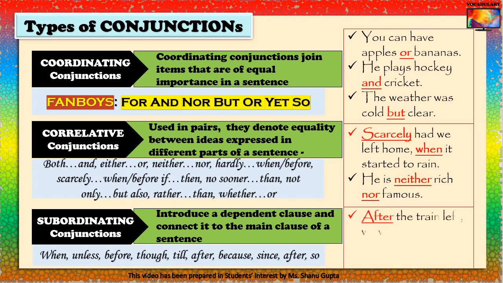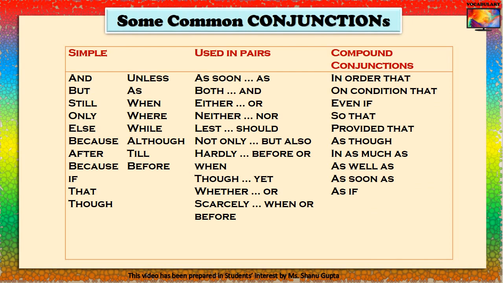For example, in the sentence, "After the train left, we went home," "after the train left" is a subordinate clause introduced by the conjunction "after." Note that the clause "after the train left" cannot be a complete sentence on its own without the main clause "we went home." Besides, you have conjunctive adverbs as a fourth category that we have already covered in adverbs. Here is a list of some common conjunctions. Again, please note that some of them are used in pairs and some of them are phrases.